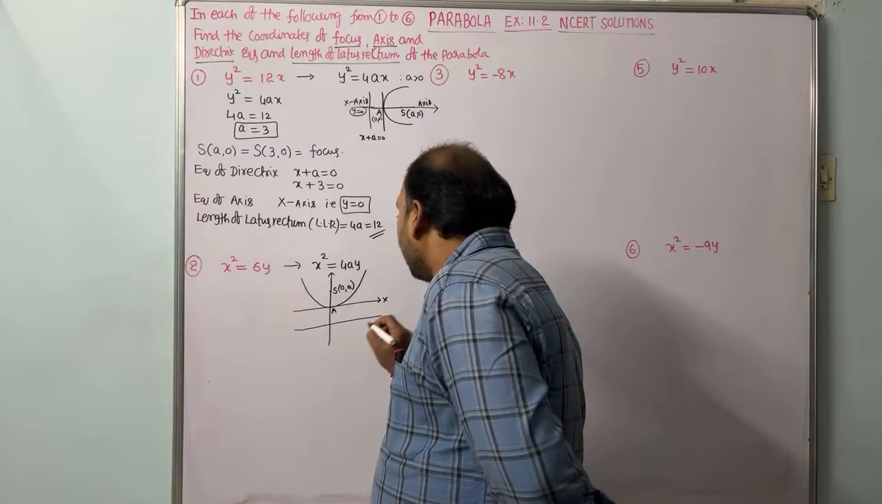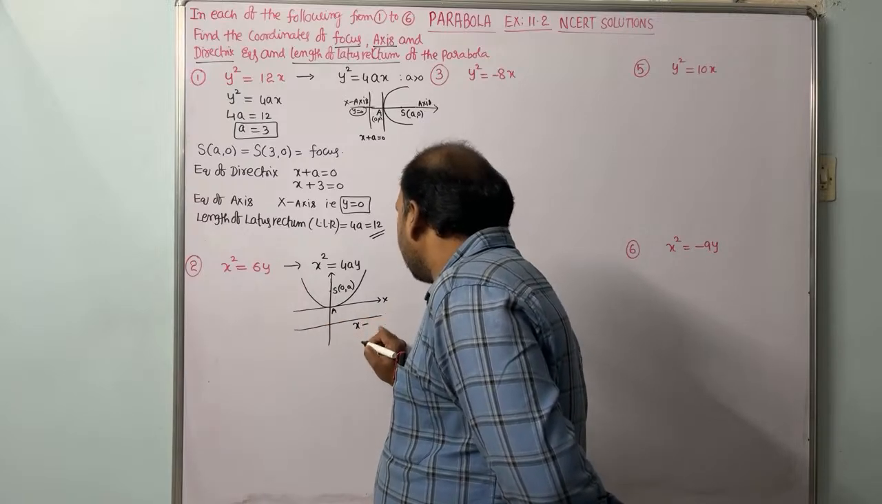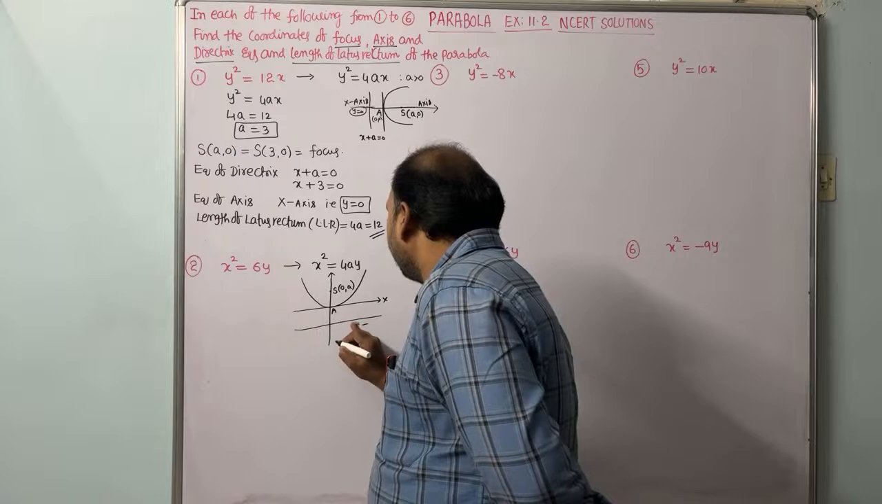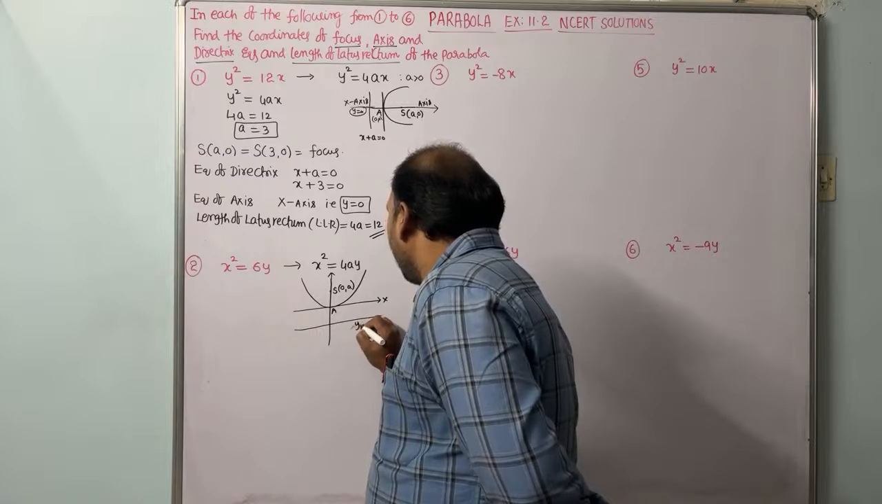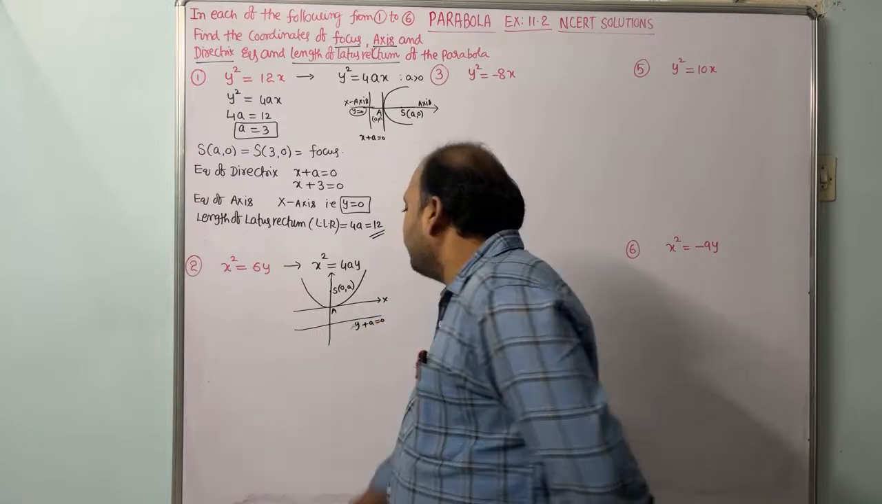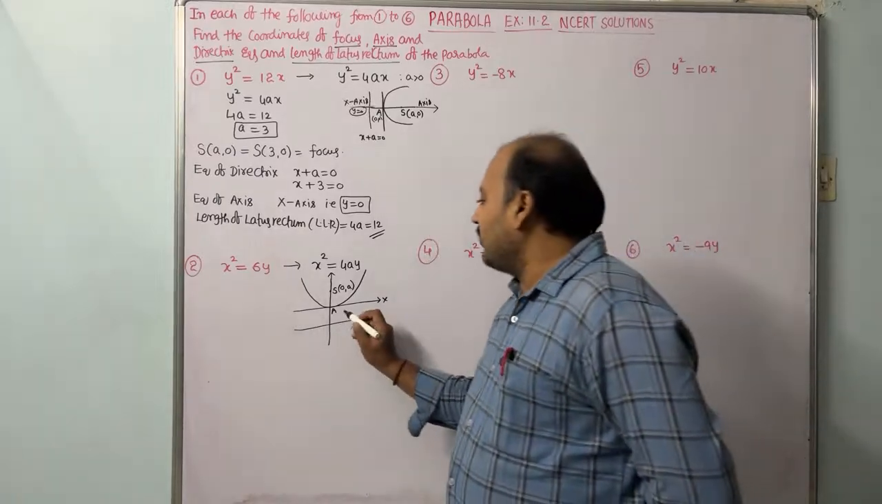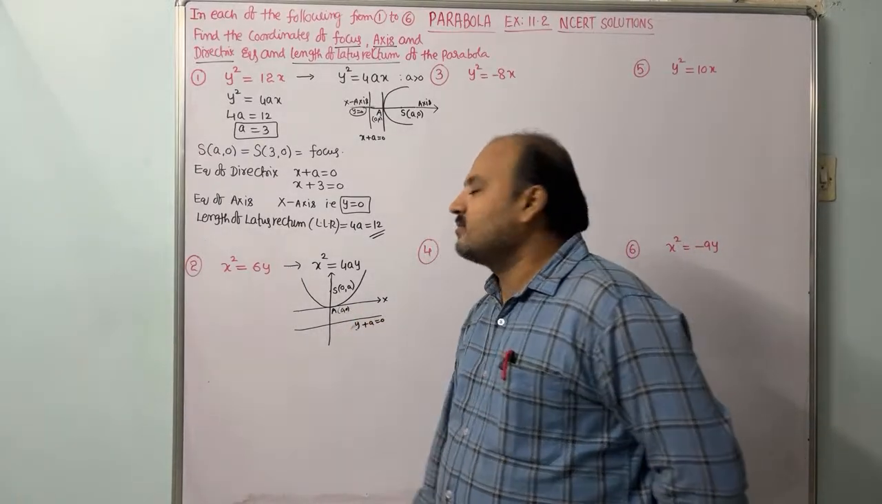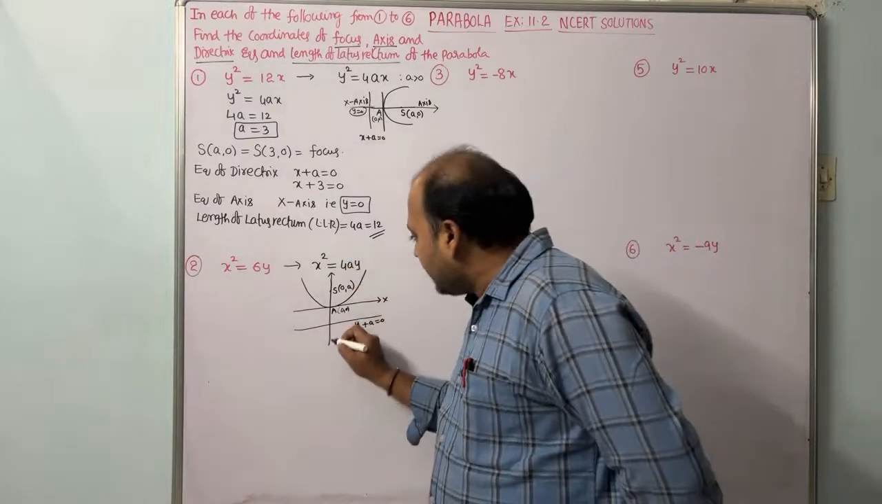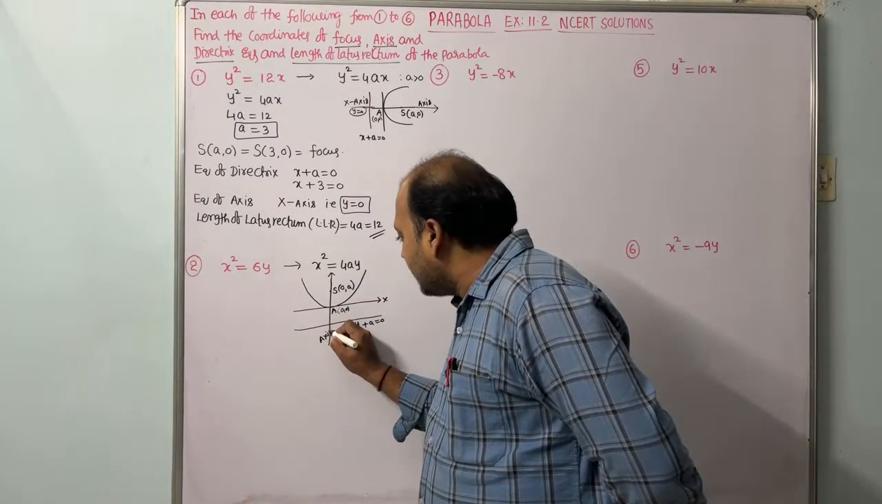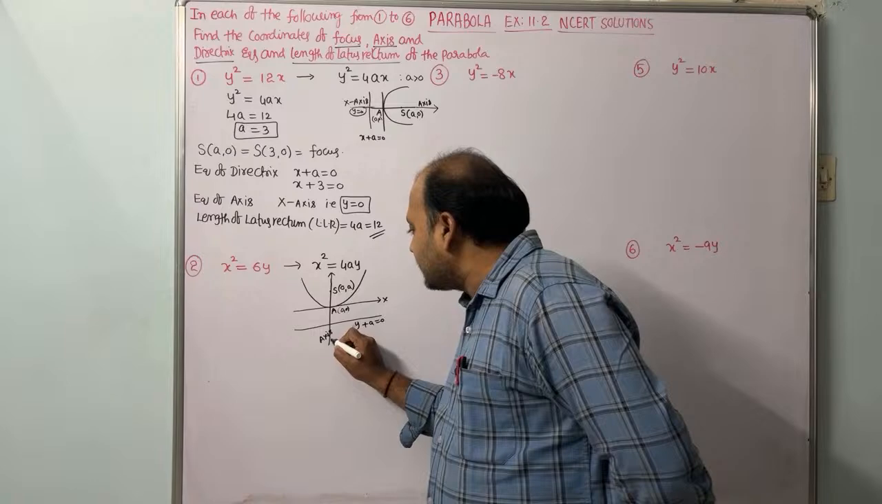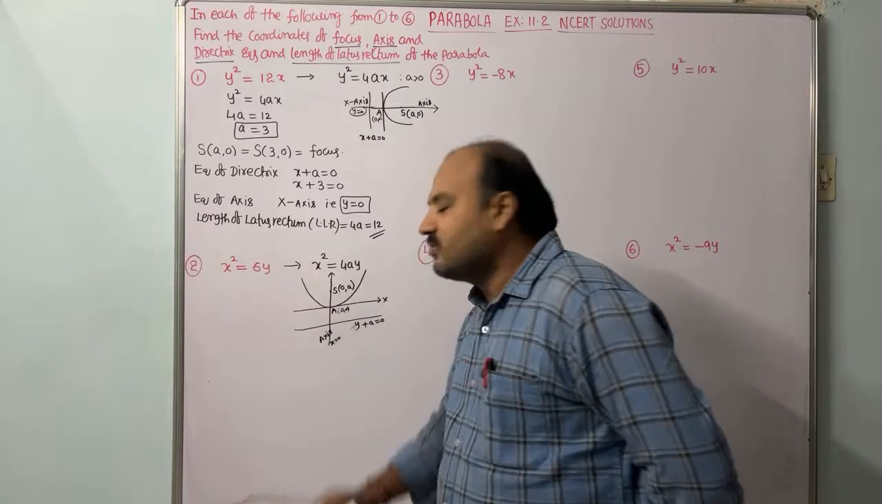This is the directrix, its equation is not x plus, but y plus a equal to 0. Vertex is always 0, 0, my dear students. This is the axis. The axis is the y-axis, that means x is equal to 0.